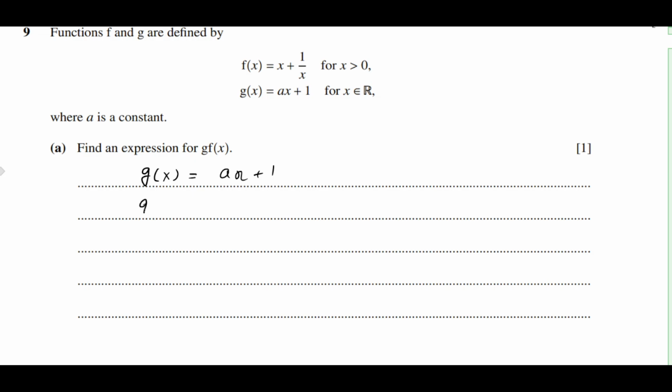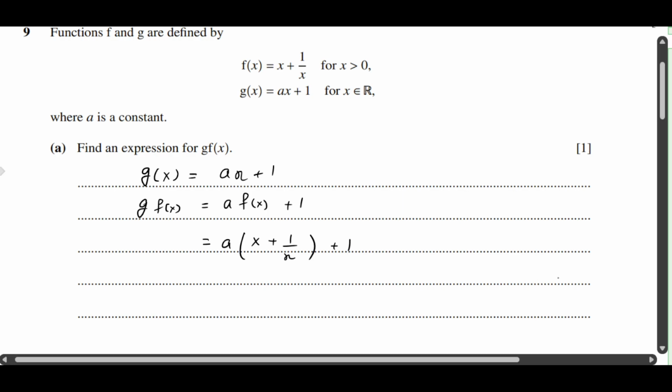Now if I say g(f(x)), then it is a times f(x), where x is replaced by f(x), plus 1. Now a f(x), you will say that it is a(x + 1/x) + 1. So this is our expression for g(f(x)).